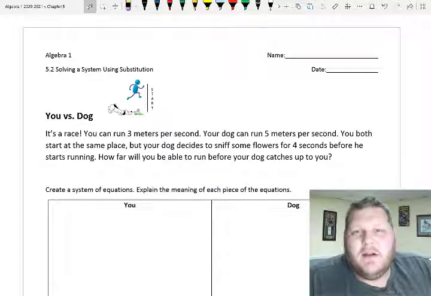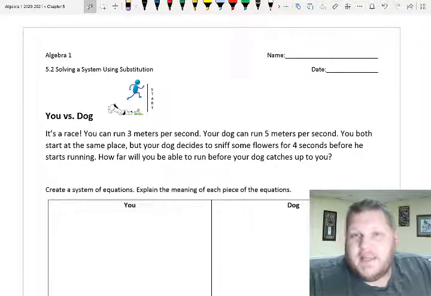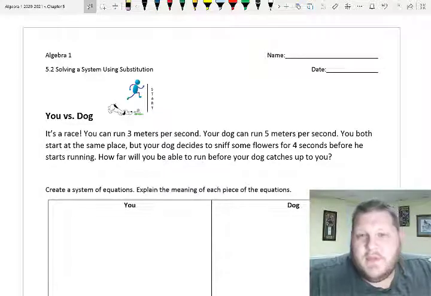Hey guys, today we are looking at 5.2, which is all about solving systems using something called substitution. So we're going to just jump right into an example problem here in the context. We're trying to determine who's going to win this race.